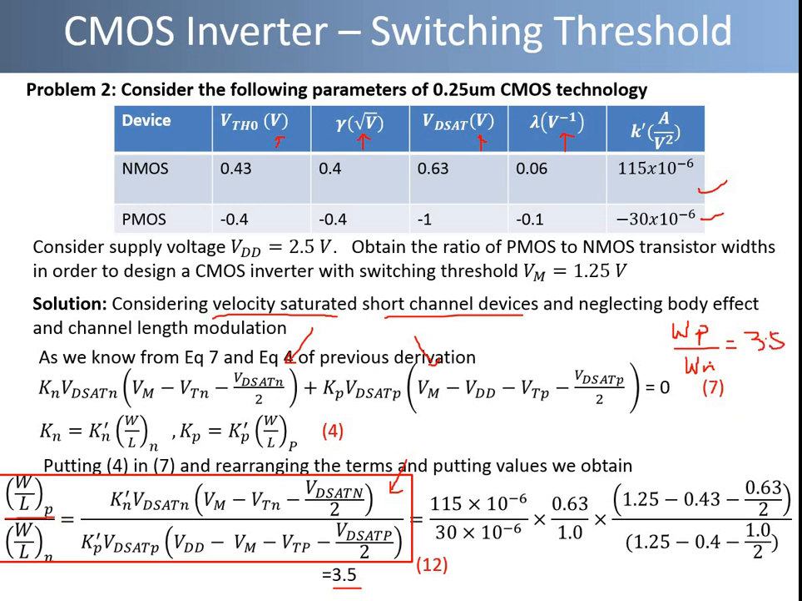This result means that for this technological process, in order to realize an inverter with a switching threshold equal to 1.25 volts, the width of the PMOS transistor must be at least 3.5 times the width of the NMOS transistor.